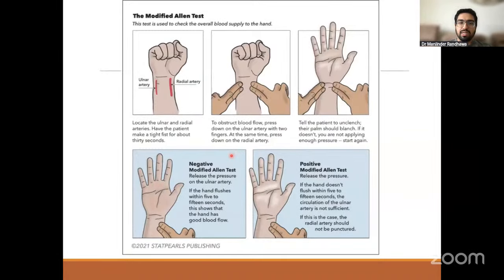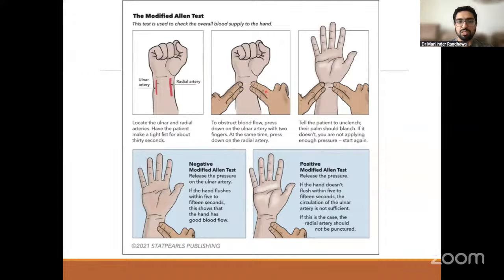Before pricking the radial artery, it is always a good idea to perform the modified Allen test. Basically, this test is to see whether the circulation inside the hand can be sufficiently supplied by the ulnar artery if the radial artery goes into vasospasm or there is a thrombosis.